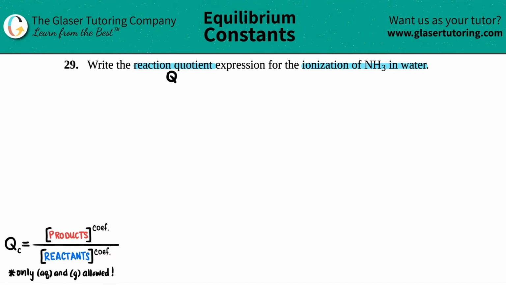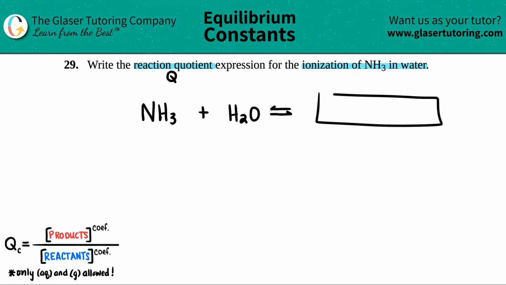Now in this case, I don't see a product and I don't see a reactant because they didn't give me a balanced equation. So the first thing we have to do is make the balanced equation. They told us that NH3 was being added in water. So that means that NH3 plus H2O, right? And since we're dealing with the reaction quotient, this has to deal with equilibrium. So I know that there's a double arrow here. Now, how are we going to proceed?